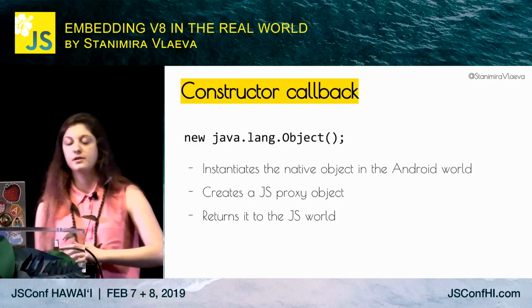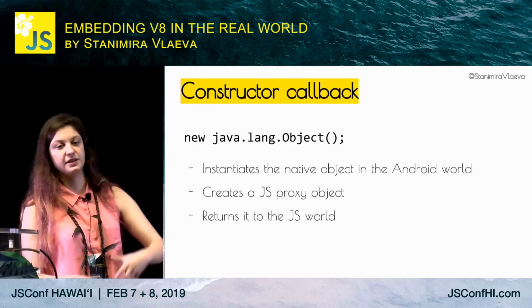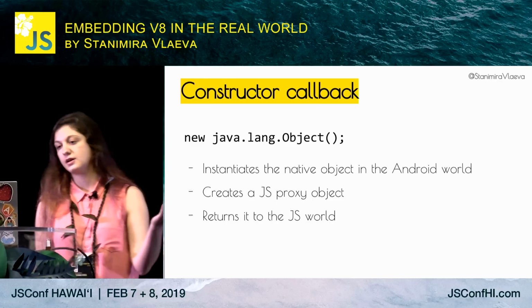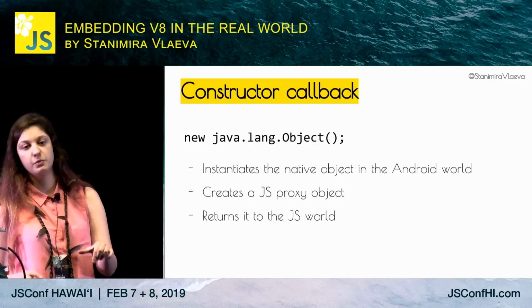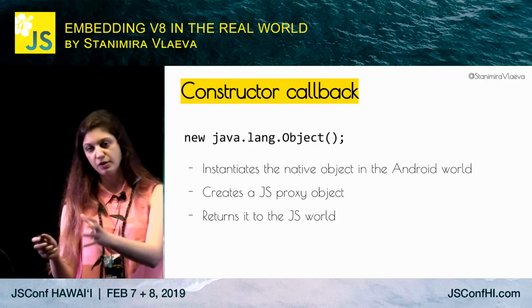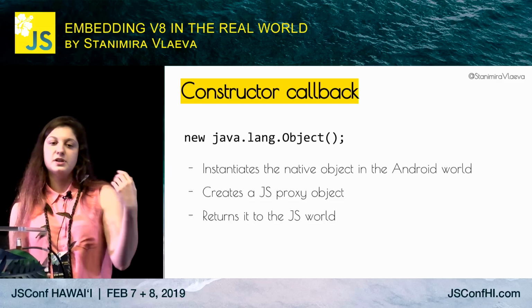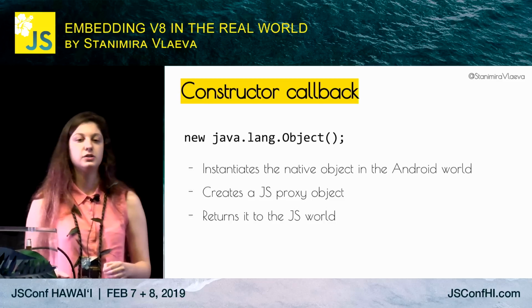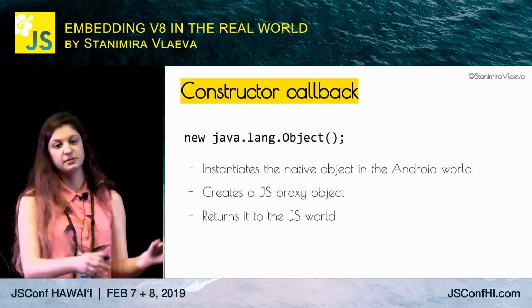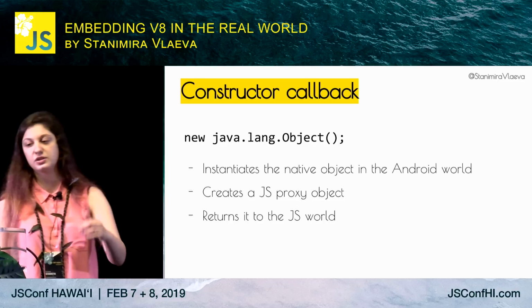Constructor callback. Okay, whenever we try to create a new instance of something in the Android world, we trigger a constructor callback, which was placed there by the NativeScript runtime. So the constructor callback creates the object in the Android world, and it also creates a proxy object in the JavaScript world, and then returns the proxy object.